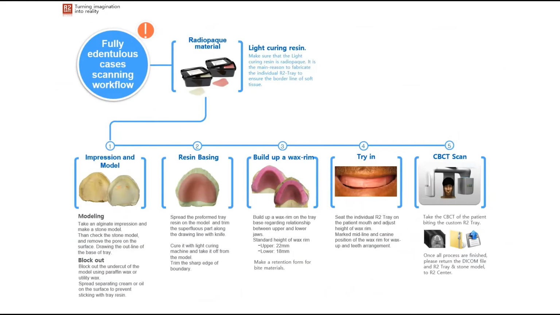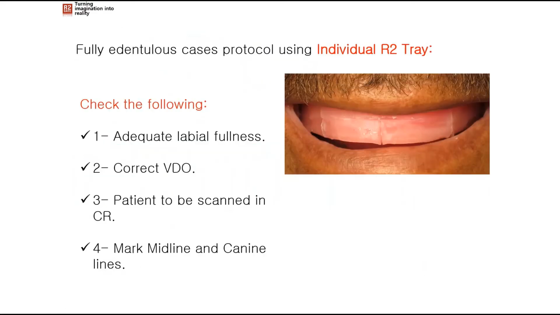And this is the workflow for fully edentulous cases. Again, the models, resin basing, build up of a wax rim, try-in, and then we CBCT scan the patient wearing that bite block. Let's talk a little bit more about the try-in, or what we actually do in the patient's mouth in order for us to be able to do our guided surgery.